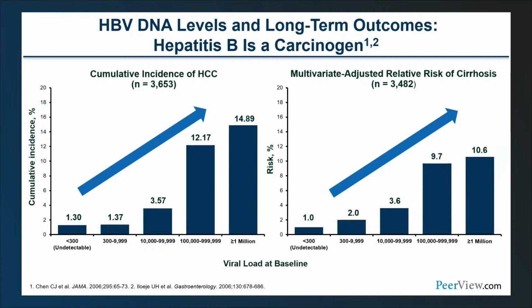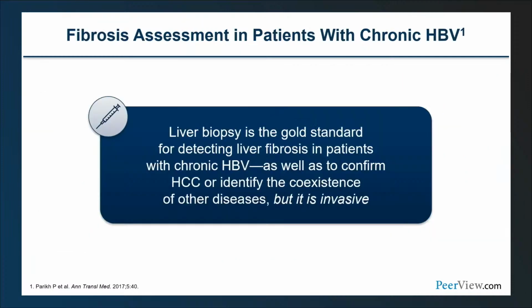When discussing with your patients who you would start on therapy, I always like to ask them, well, do you want a higher level of carcinogen in your bloodstream, or do you want a lower level? We know now through the REVEAL study from Taiwan that high levels of HBV DNA are associated with higher risks of hepatocellular carcinoma, as well as higher risks of cirrhosis. And this is a biologic gradient.